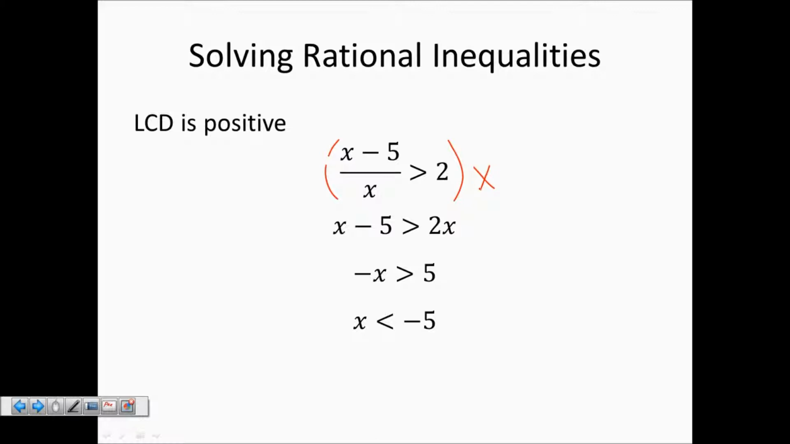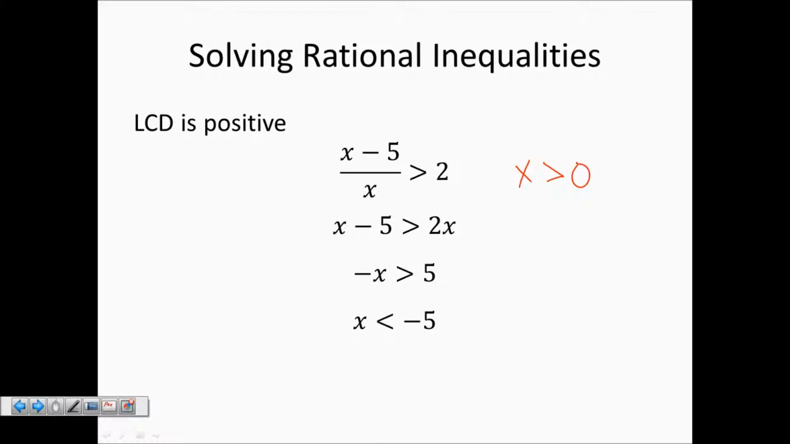I bring over the 2x, I add over the 5, and I get negative x is greater than 5, and then when I get rid of that negative, it flips it back. I get x is less than negative 5. So if my least common denominator is positive, now I need to go back and actually deal with that. That's a statement that I made up here. I'm going to write another statement up here: x, my denominator, is greater than 0.